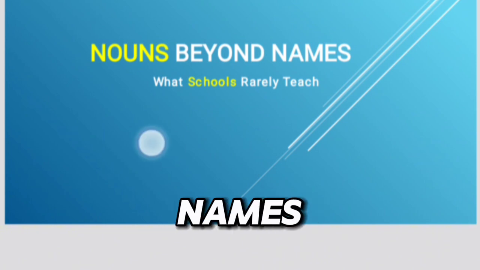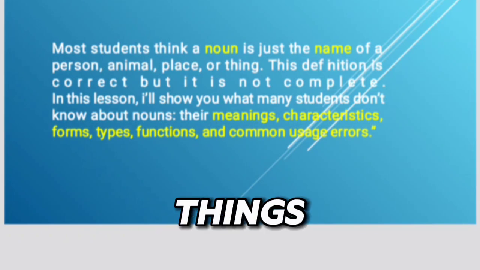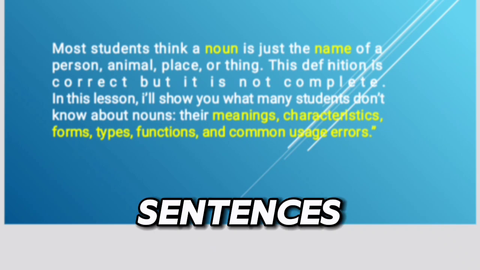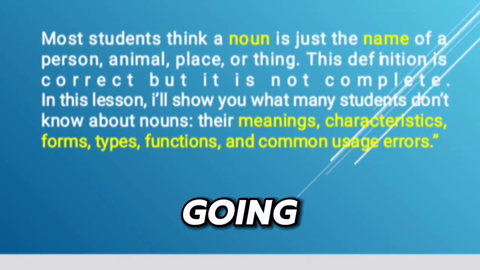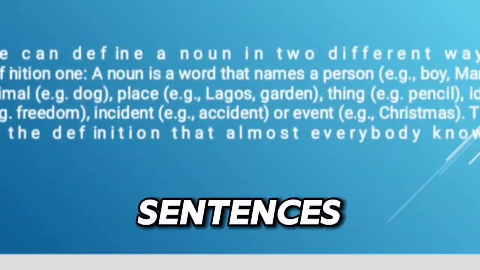Nouns beyond names. A noun is not only the name of a person, animal, place, or thing. There are other ways you can use to identify nouns in sentences. In this session, we are going to talk about the meanings of nouns, the characteristics of nouns, and the forms of nouns. In the other part, we'll do the types of noun, functions of noun, and the mistakes that many students normally make while using nouns in sentences.